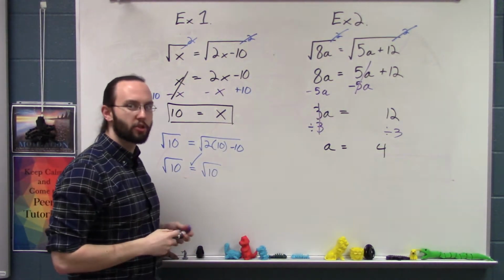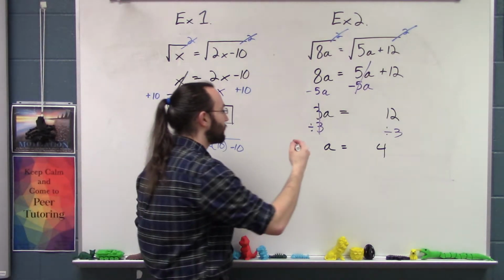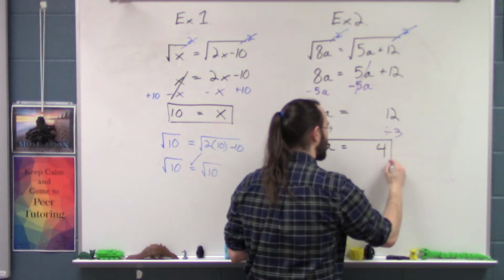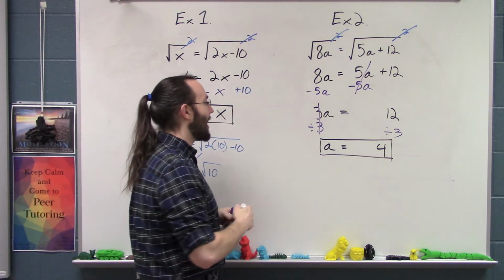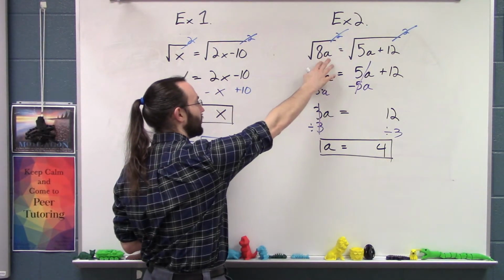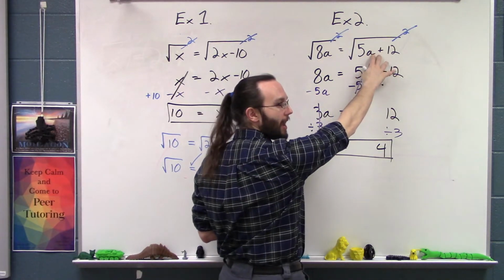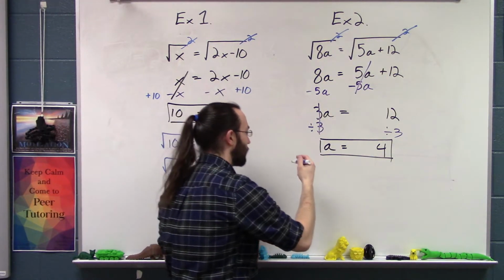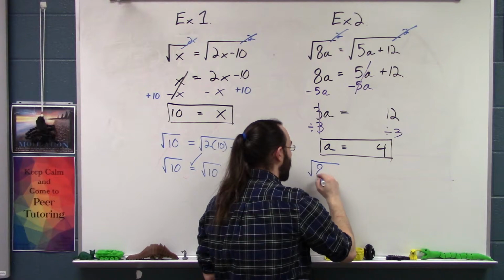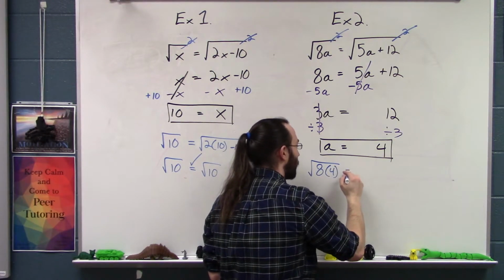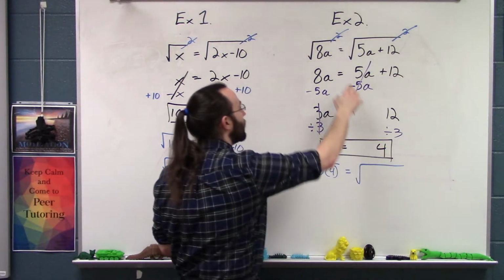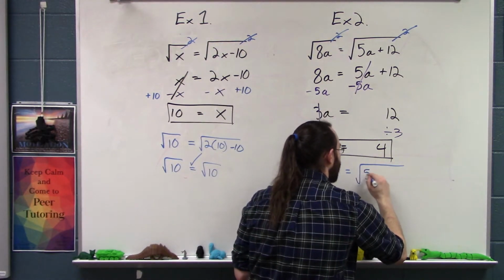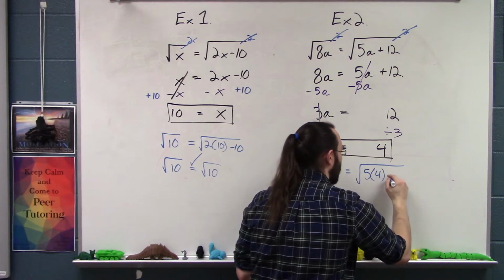We still want to double check. We're saying that a is 4. I want to make sure that that actually does work. So taking that 4, substituting it back in. Now note I'm going to have a little bit of work to do on both the left and the right to double check this work. So if a is 4, then that means the square root of 8 times 4 is going to equal the square root of 5 times 4 plus 12.